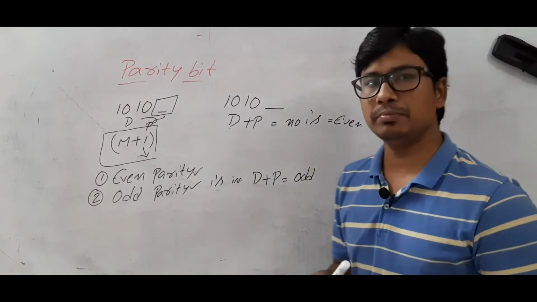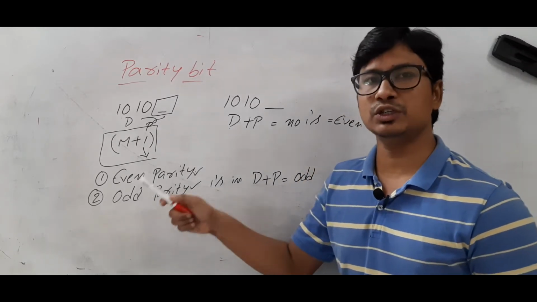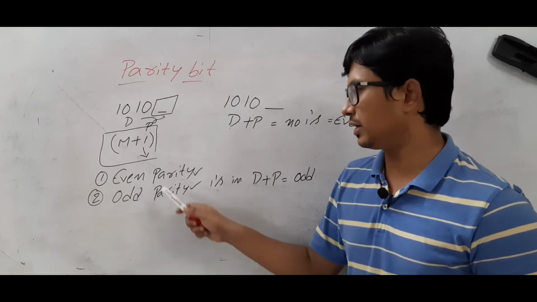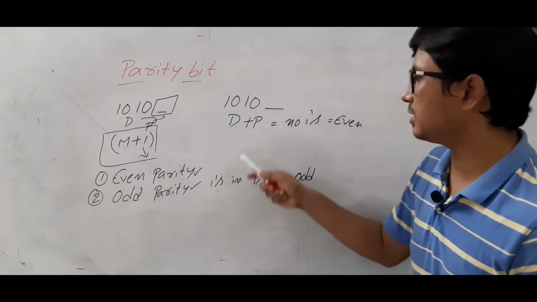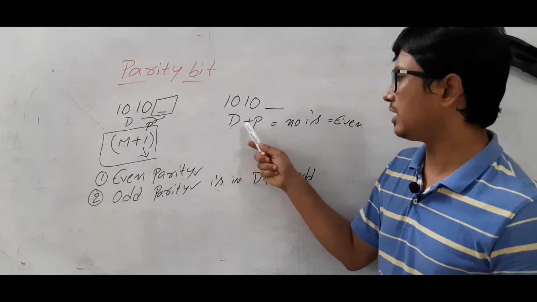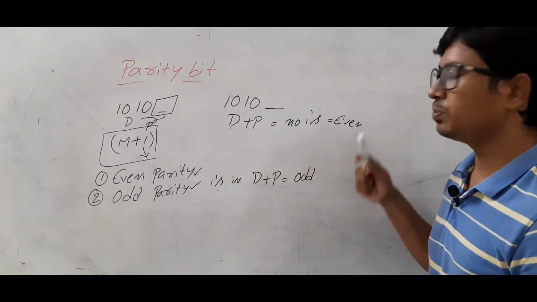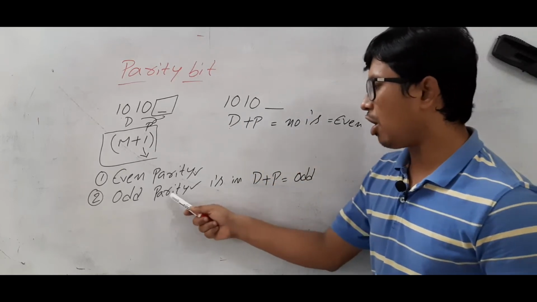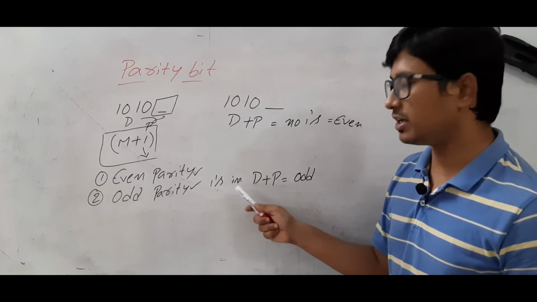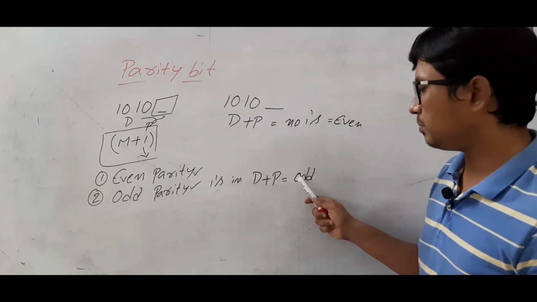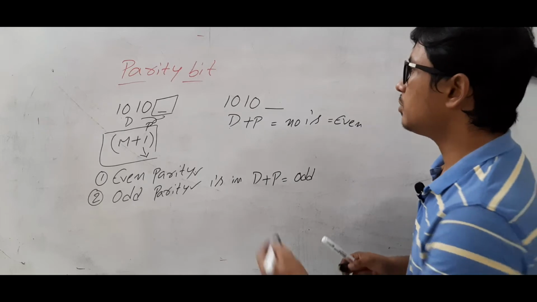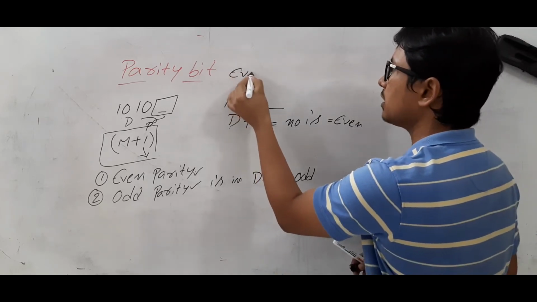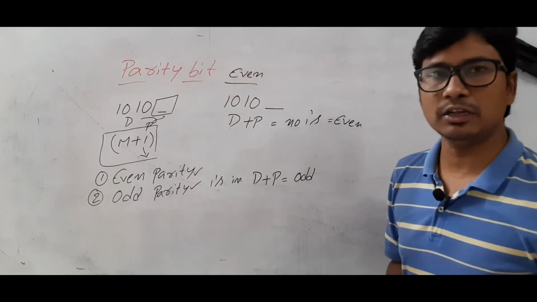Please remember this point and also I request you to note it down. The even parity will say that the number of ones in the data plus the parity bit should be even. The odd parity will say that the number of ones in the data and the parity bit should be odd.